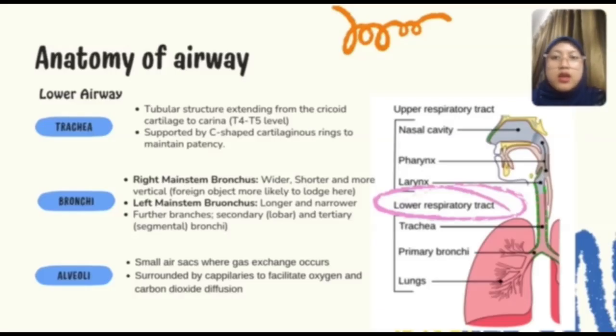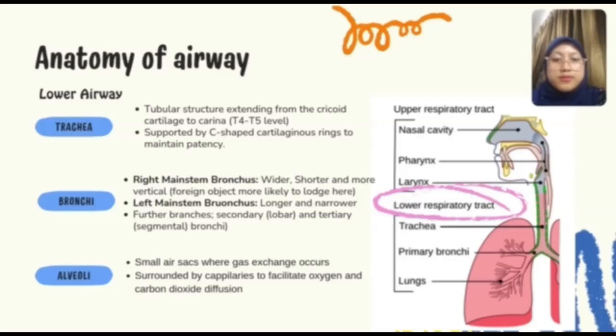After that, the alveoli. At the end of the bronchioles, there are tiny grape-like sacs called alveoli. They are the final destination for the air, which is where the oxygen from the air is exchanged for carbon dioxide into the blood.